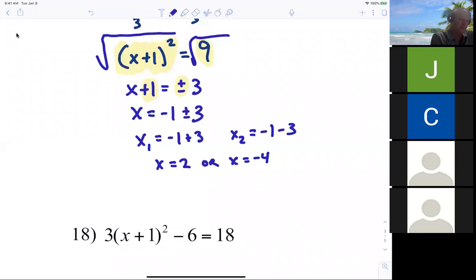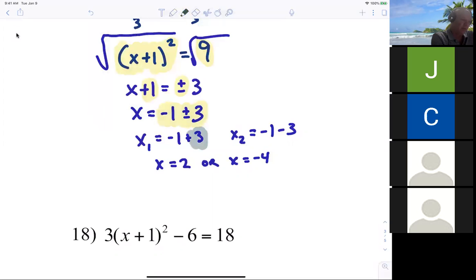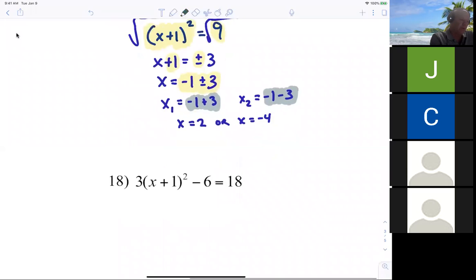You sure? All right, so a lot of times kids are having trouble because we haven't really done this before. -1 plus or minus 3. I tried to show you how that just means -1 plus 3 and -1 minus 3. All right, now that's good, Carter, because 18 is very similar.